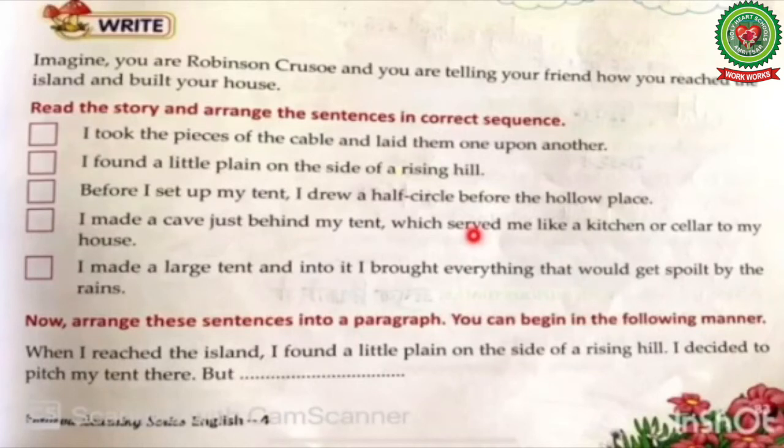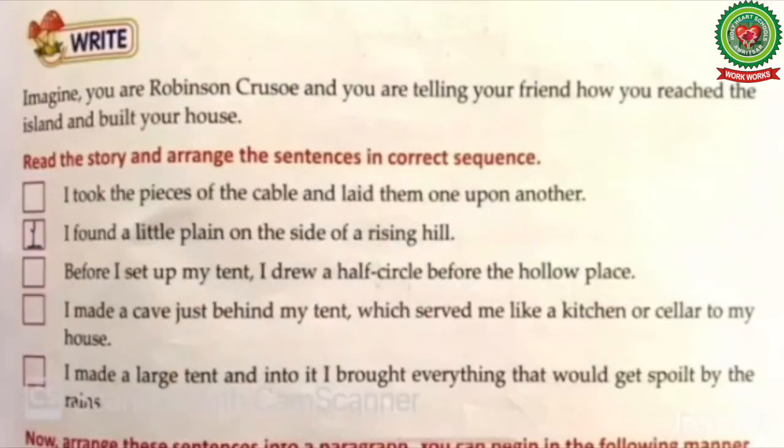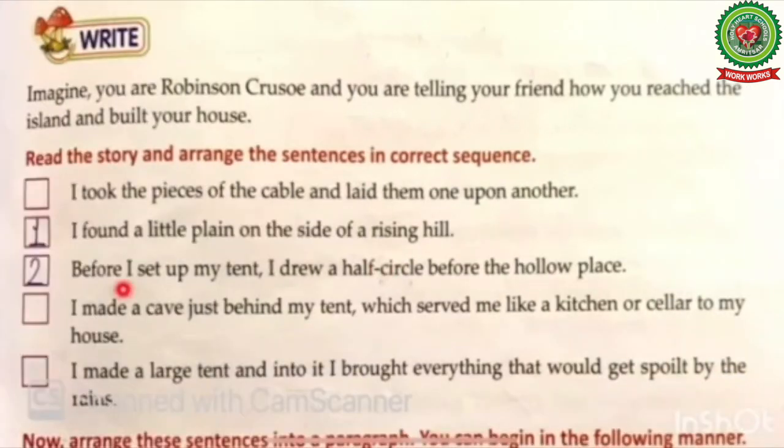So let's start numbering these points in correct sequence. Now students, your line starts from here. I found a little plain on the side of a rising hill. Now you have decided to pitch your tent there. But before pitching your tent, what will you do? Now students, our next point is, before I set up my tent, I drew a half circle before the hollow place.